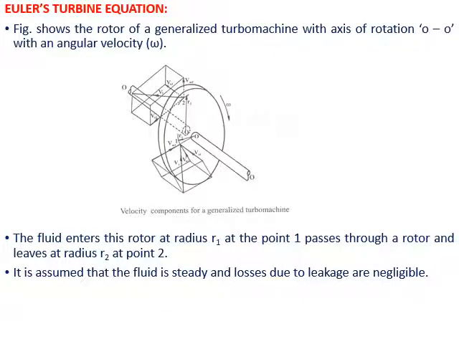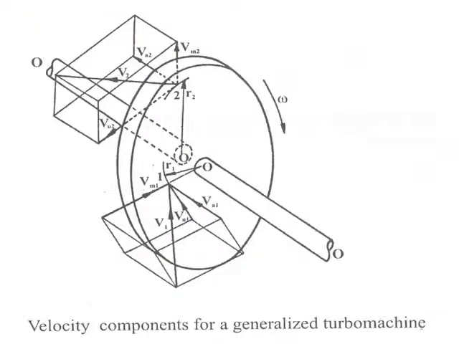Here, the flow is assumed to be steady and losses due to leakage are negligible. See the construction of this generalized rotor for the turbo machine with the axis OO, and inlet of the fluid is taking place here at R1 and exit is taking place here. So this V1 represents the absolute velocity of the fluid, and here this V2 represents the absolute velocity of the fluid at exit. Here omega represents the angular velocity of the rotor.